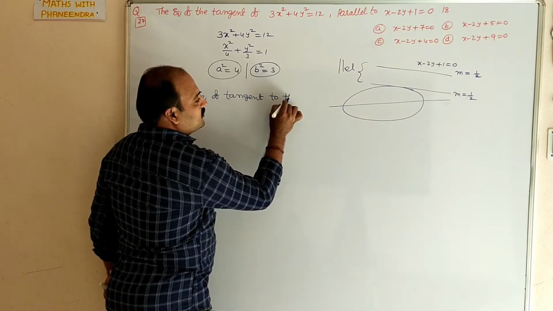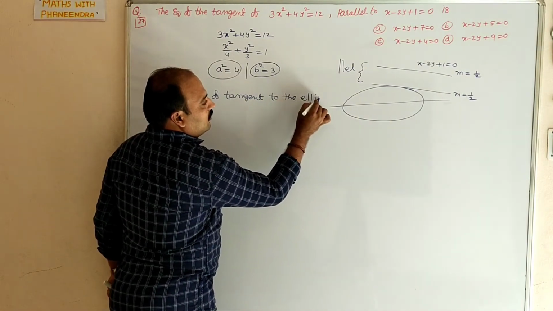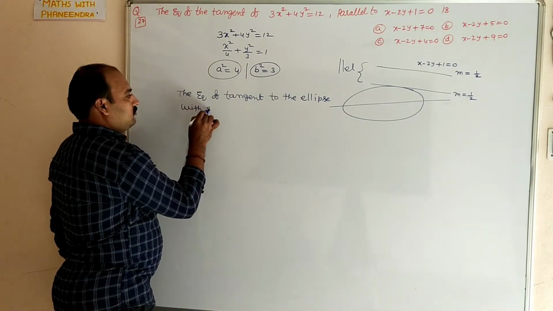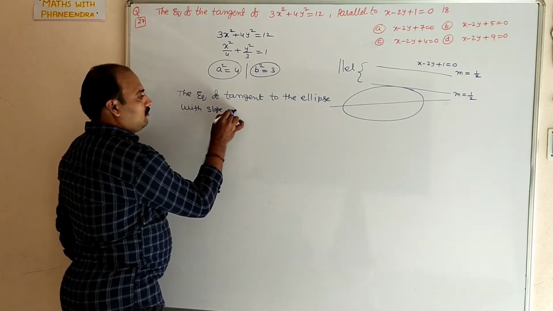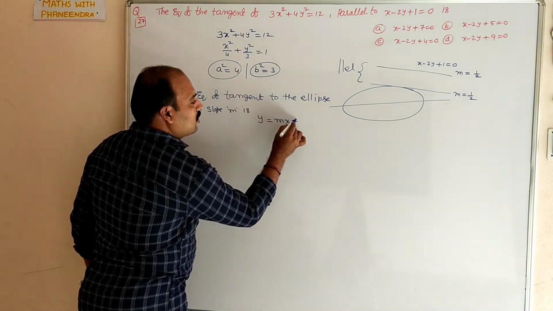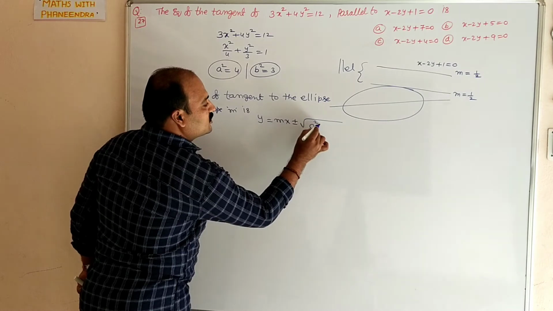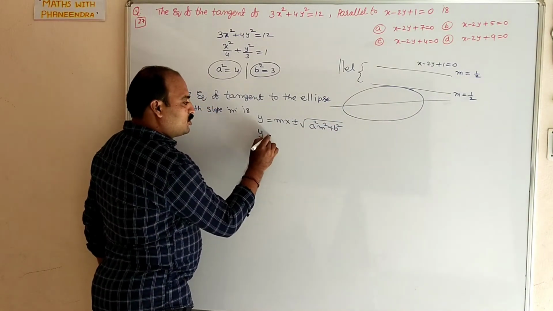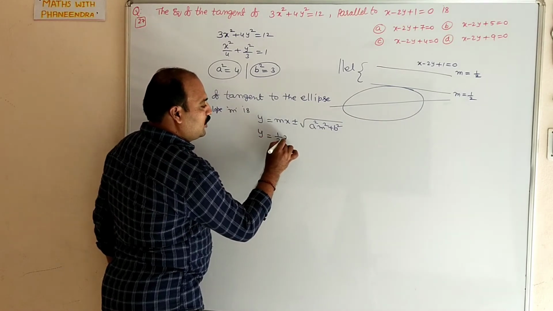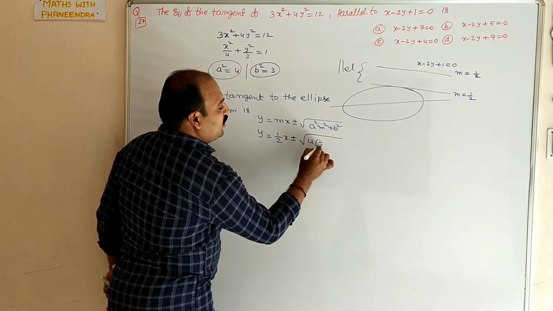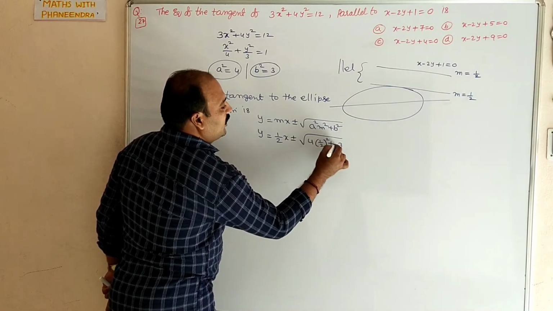to the ellipse with slope m is y is equal to mx plus or minus root of a square m square plus b square. So now substitute the respective values. The m value is 1 by 2, into x plus or minus root of a square 4, m square (1 by 2) whole square, plus b square 3.